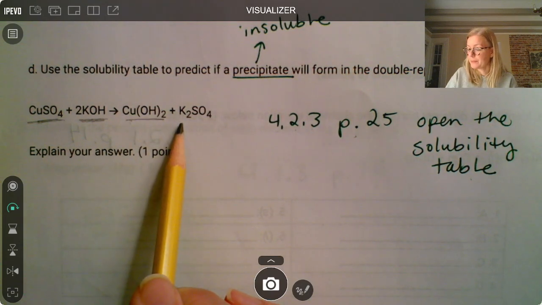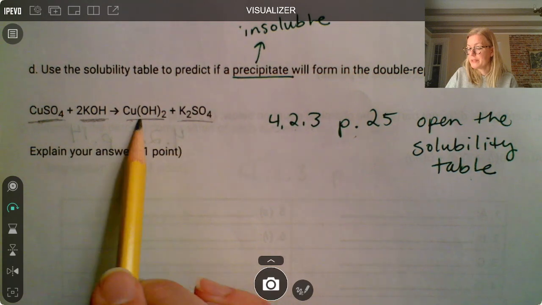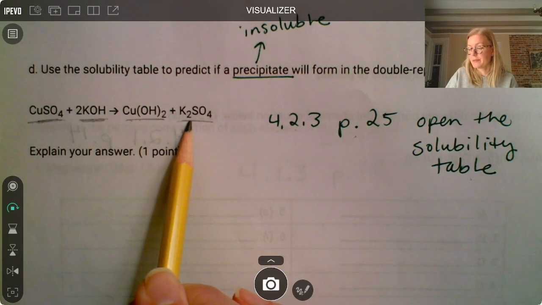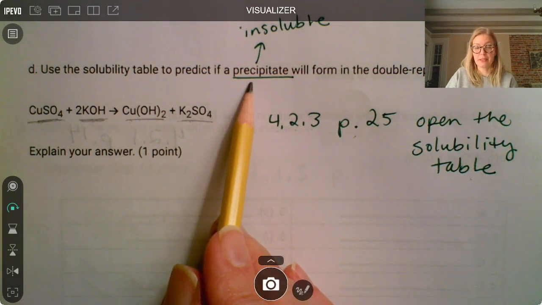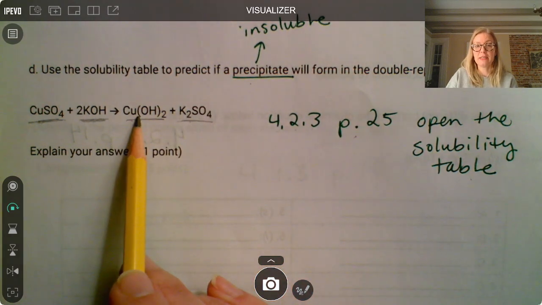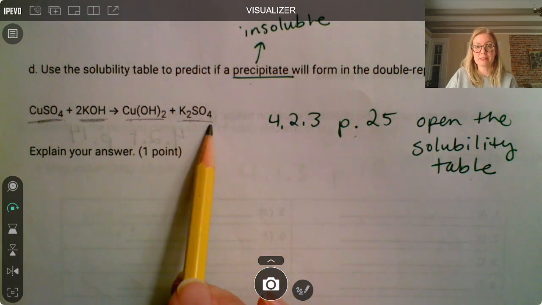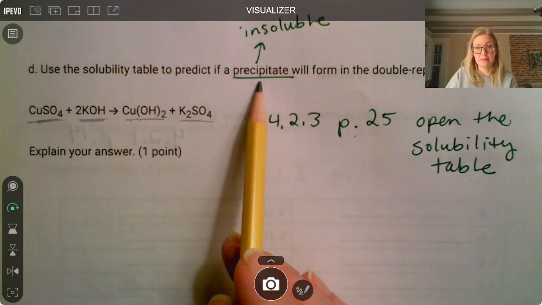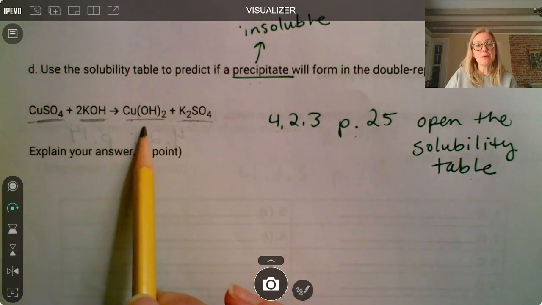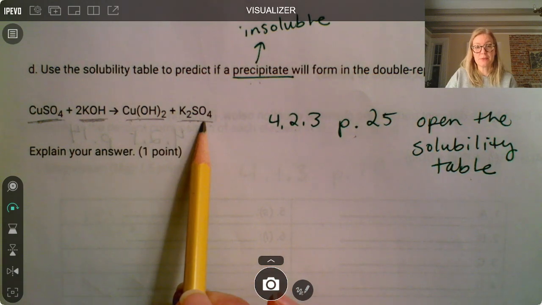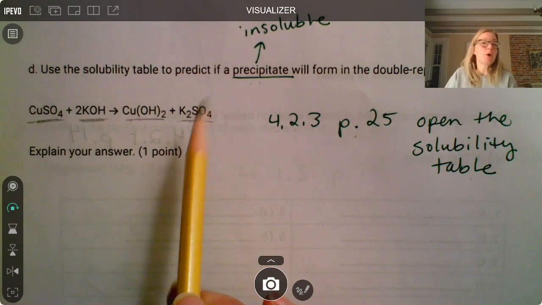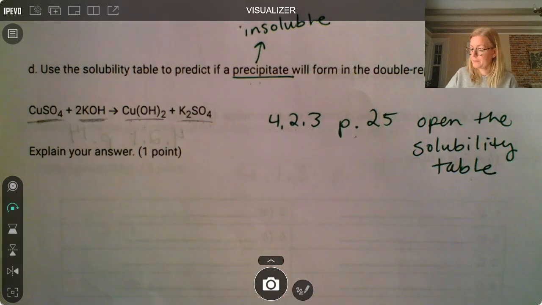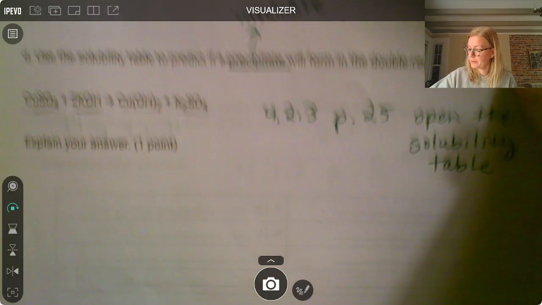So if one of these does not dissolve in water, then a precipitate will form, okay? So just tell me if you find out that one of these doesn't dissolve in water, just explain how you figured that out and that's going to be the precipitate. If both of these dissolve in water, if they're both soluble, then no precipitate will form, okay? So it could be either of those scenarios.